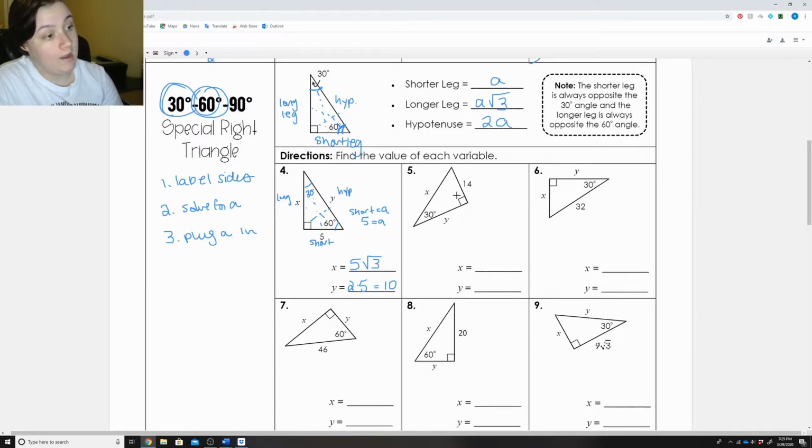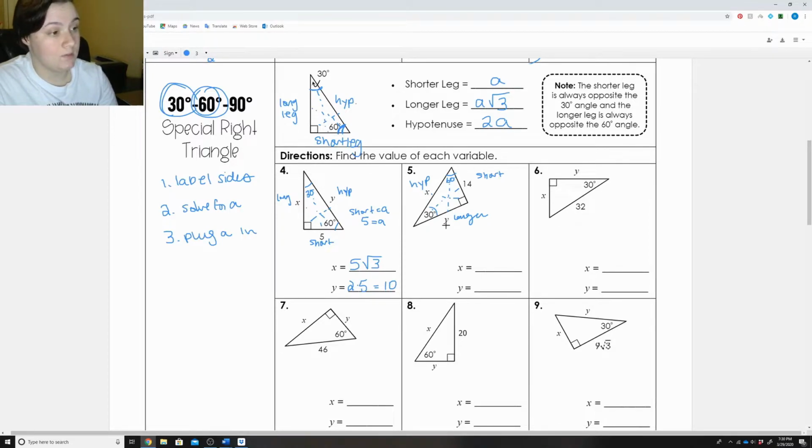So looking at number 5, we can go ahead and label the sides. I'm going to start with the hypotenuse, which is always across from the right angle. This is a 30-degree angle, which is the smallest angle, so the smallest side, or the shorter side, is across from it. And then lastly, this has to be the 60-degree angle, and so across from it is going to be the longer side.